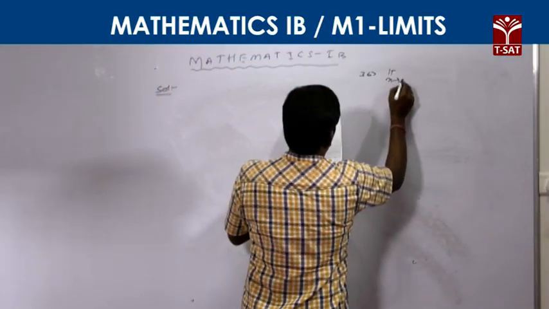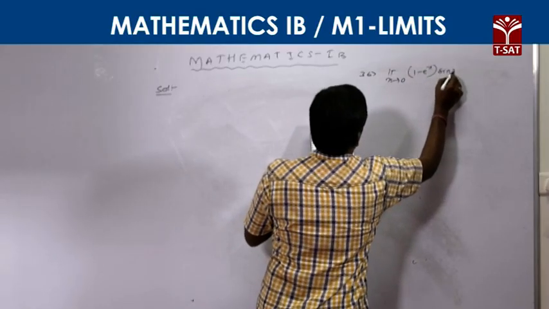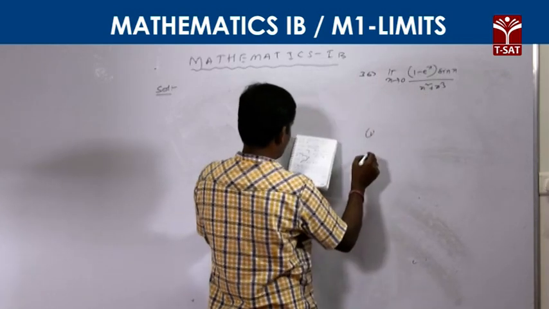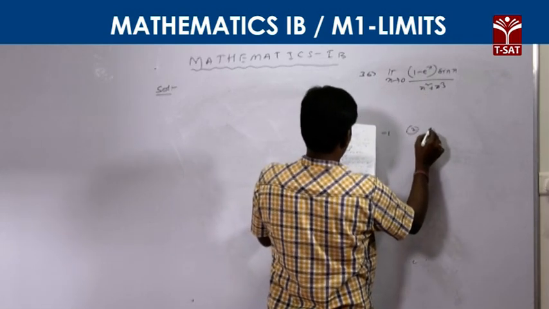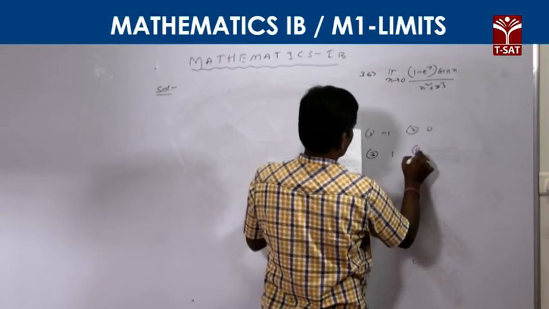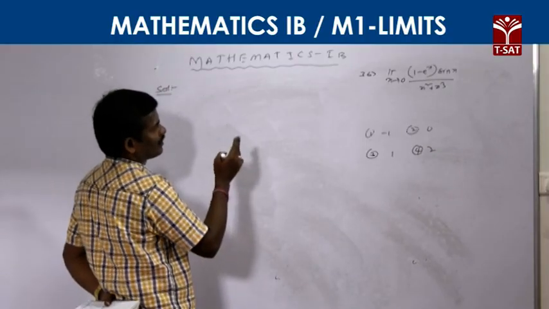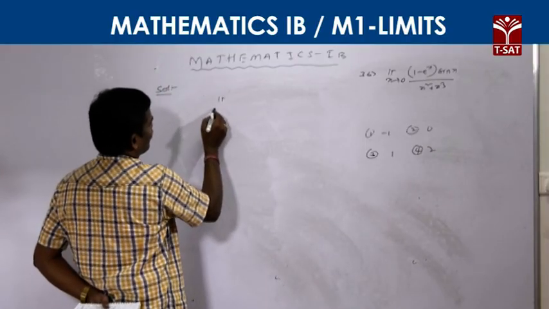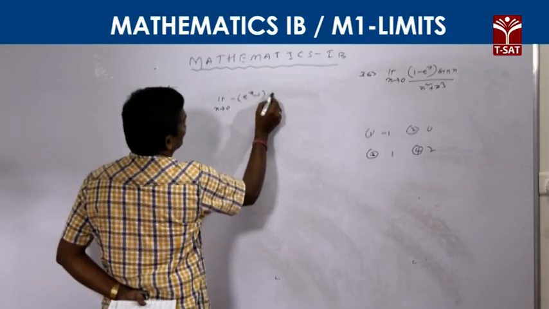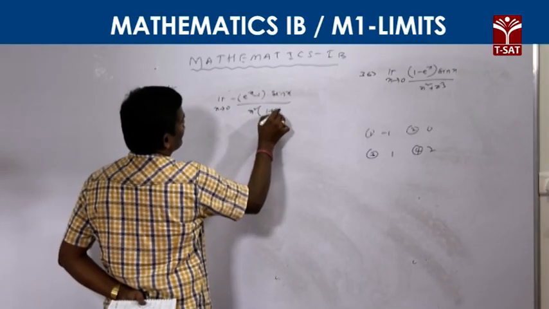Limit x tends to 0, (1 minus e power x) into sin x by (x square plus x cube). So first option is minus 1, second option is 0, third option is 1, fourth option is 2. Here also we need to change some standard limits. Take minus common in the numerator: limit x tends to 0, minus (e power x minus 1) into sin x by x square, take common 1 plus x.